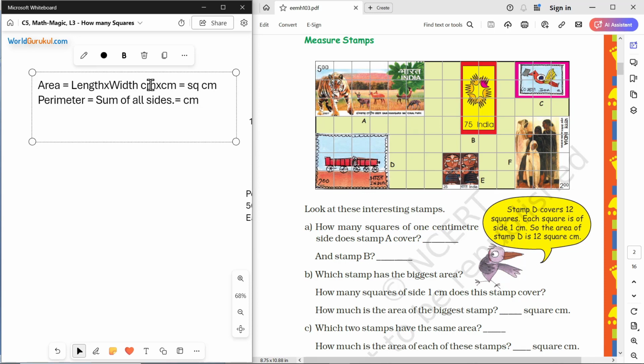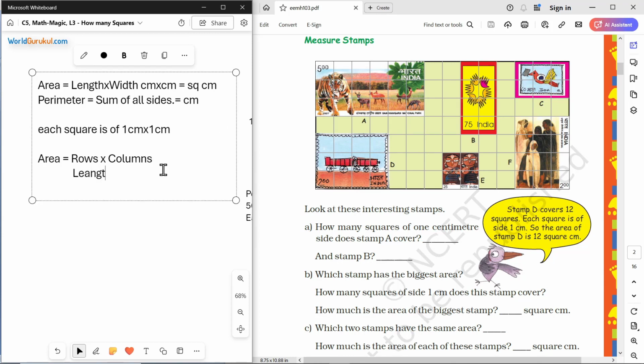Right? In our case, each square is of 1 centimeter by 1 centimeter. The stamp A, how many blocks does it take? You can count one by one or use the tables. Using the multiplication table is easier. So you see how many rows and columns. Area is simply calculated by multiplying rows by columns, length by width.